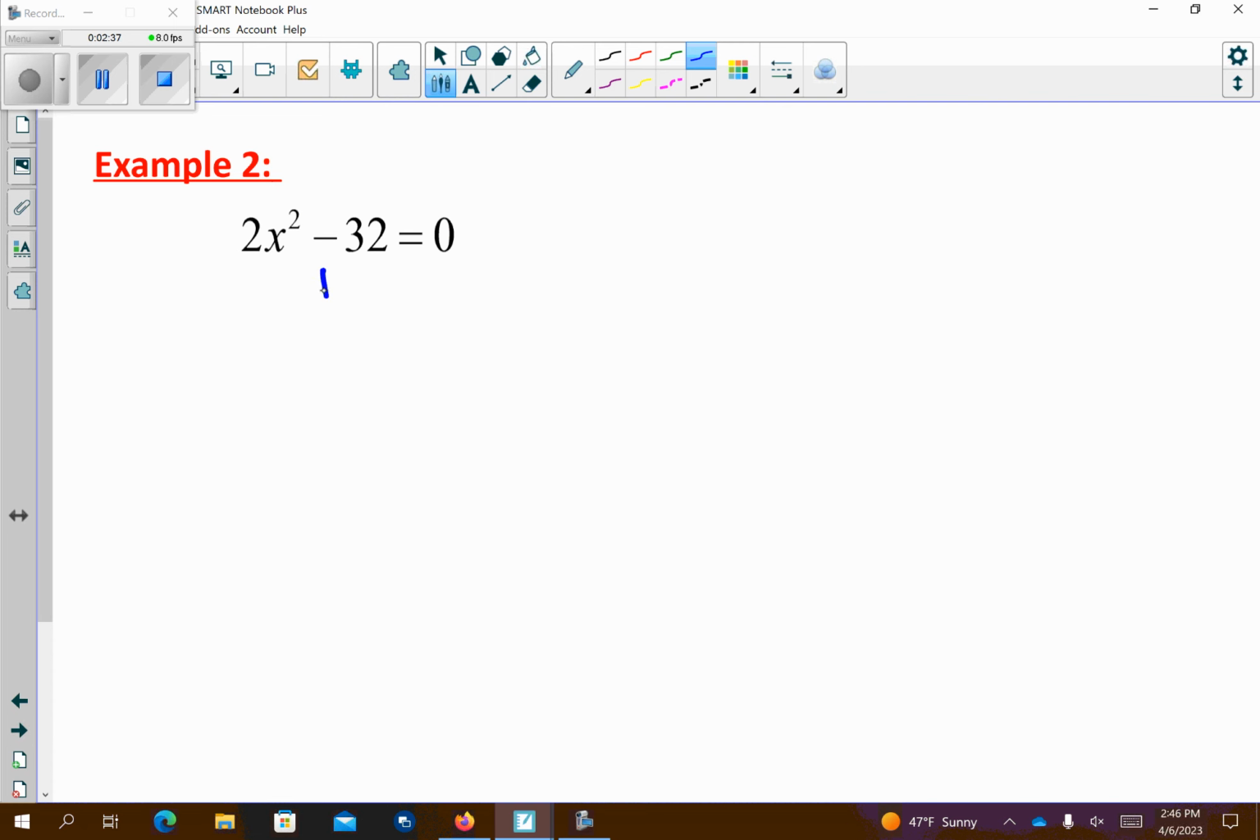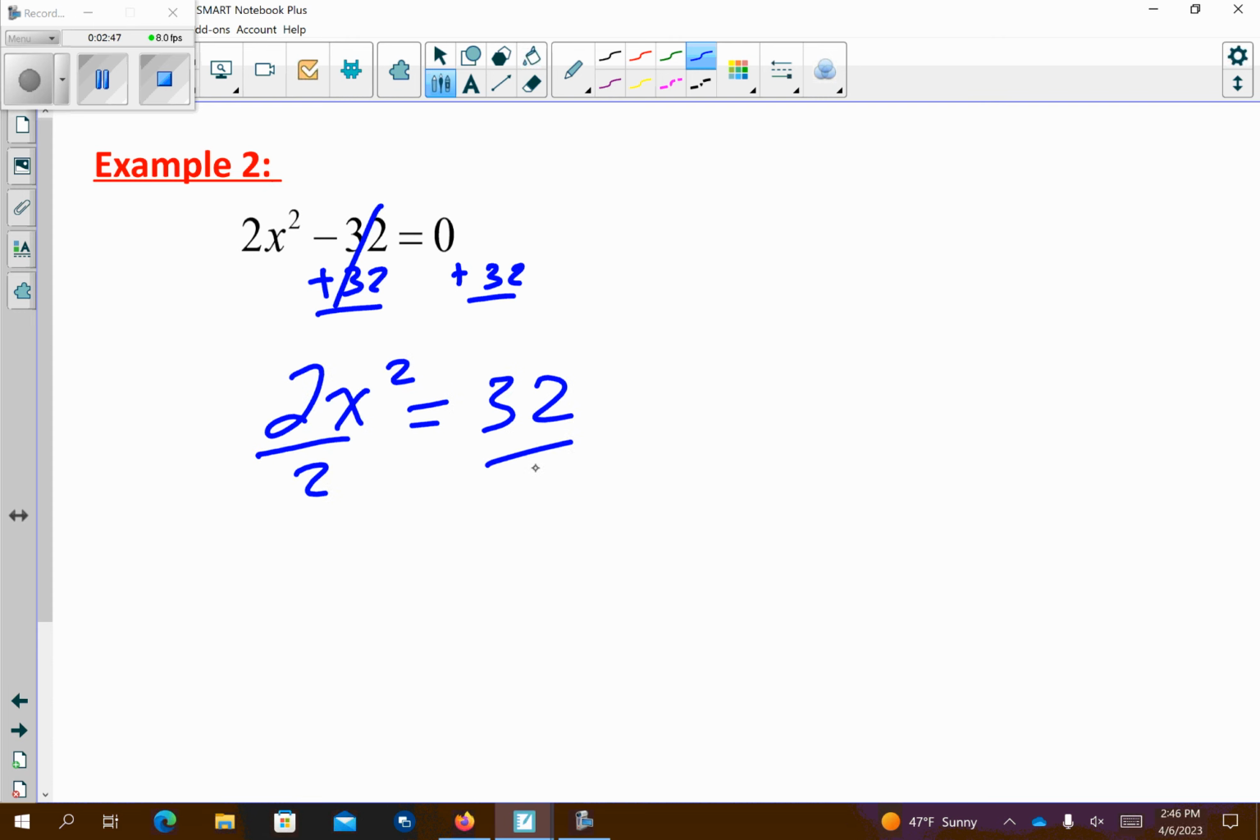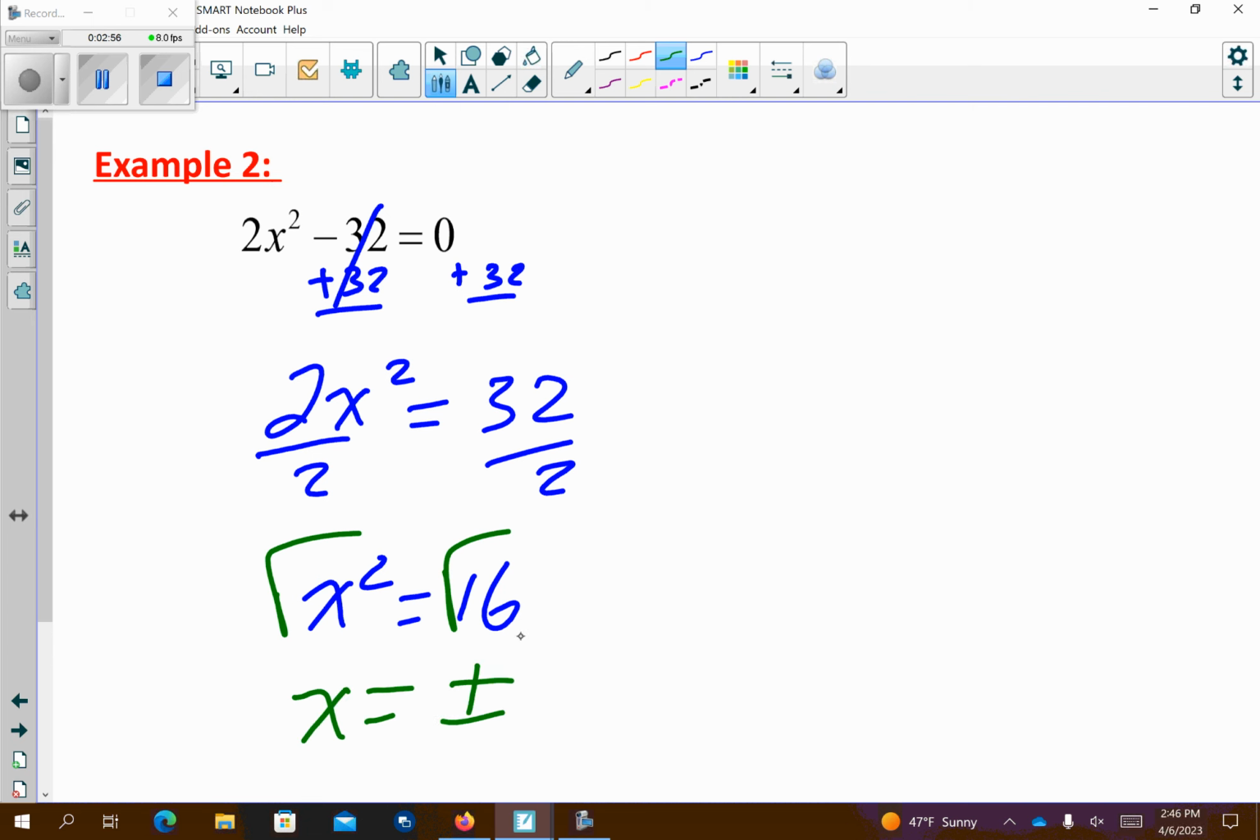So let's take a look at this one. I'm going to add 32 to both sides. Those cancel out, so I have 2x squared is equal to 32. Divide each side by 2. So x squared equals 16. I'm going to take the square root of both sides. Don't forget positive negative. Is there a square root of 16 that works? Yeah, the answer is 4. So my answer is positive 4, and my answer is also negative 4.